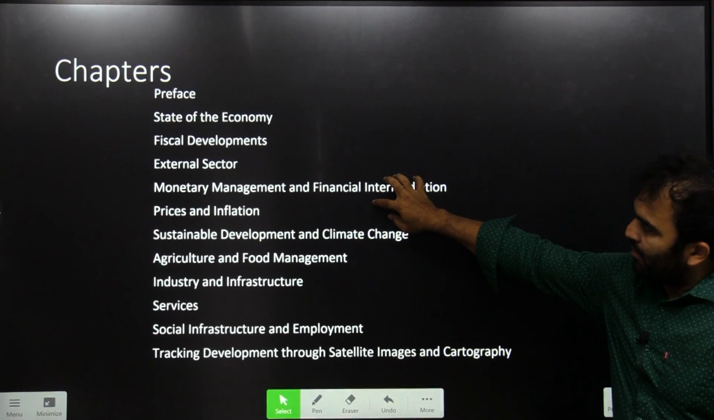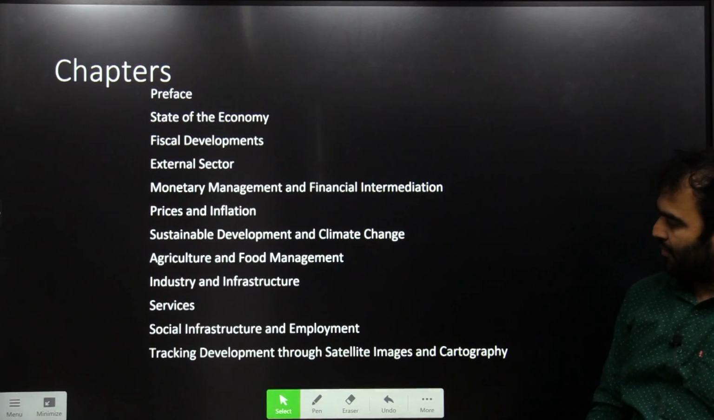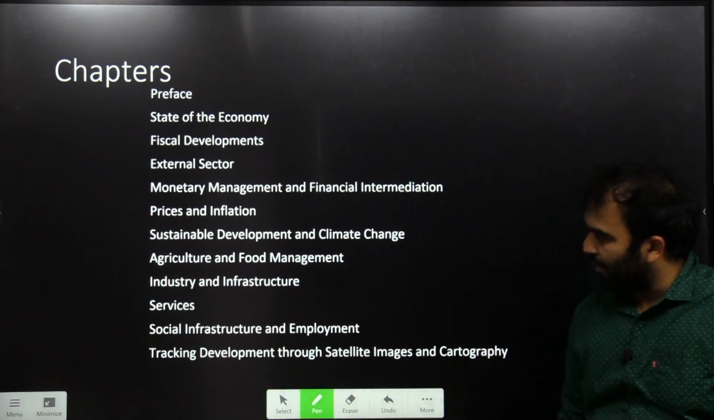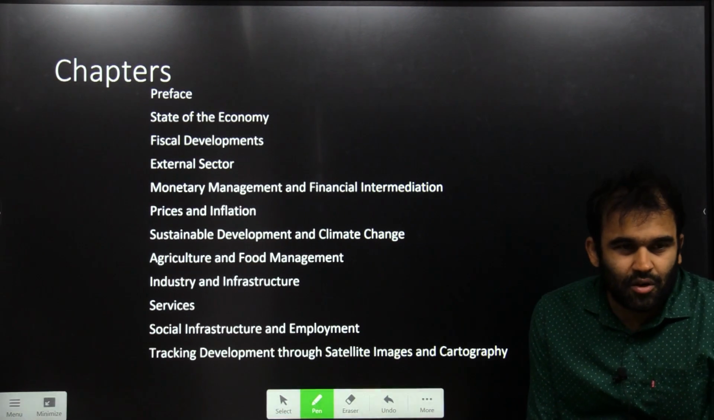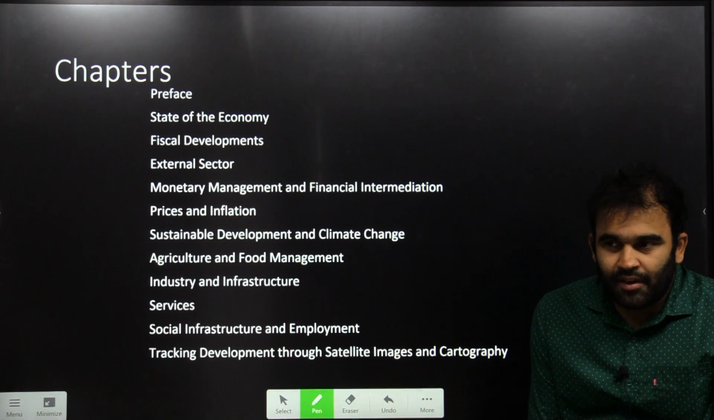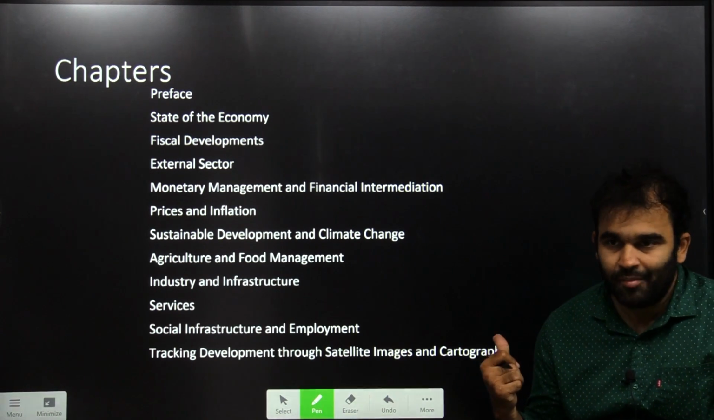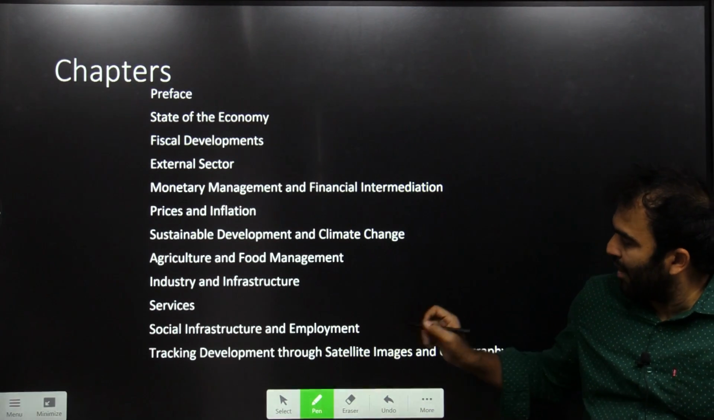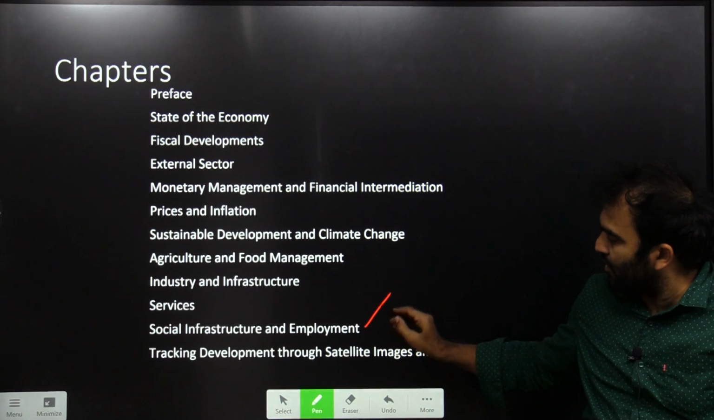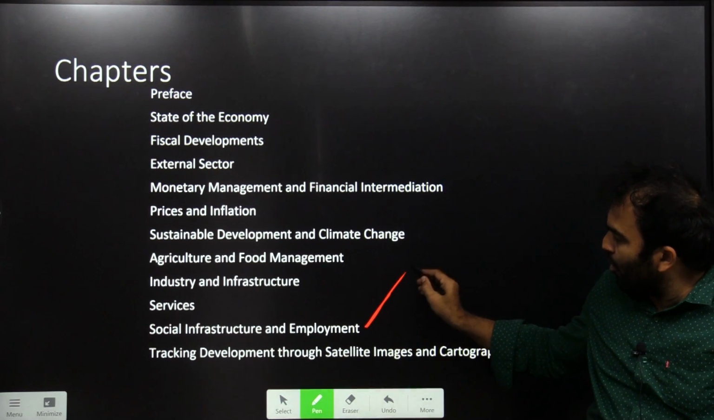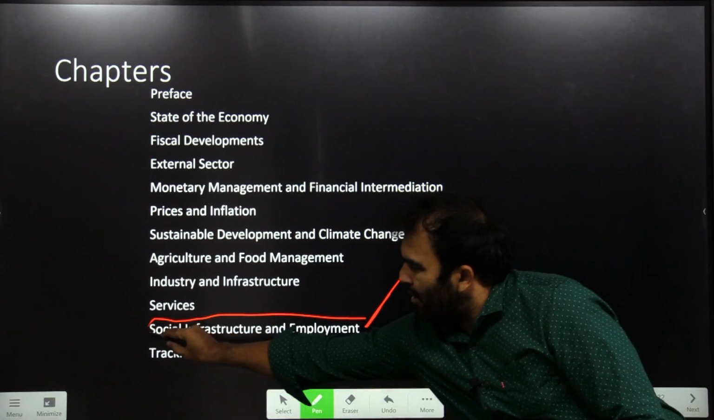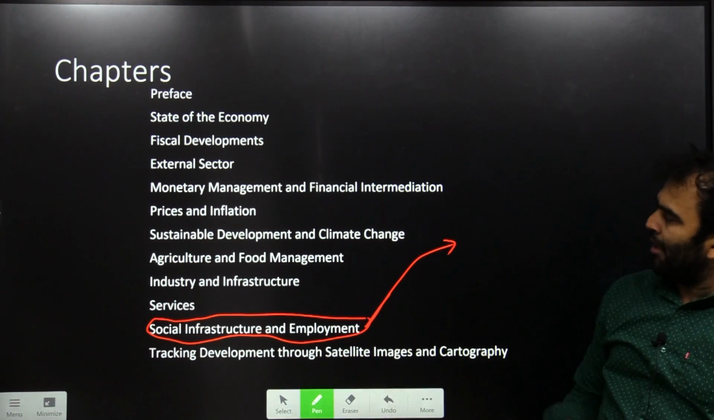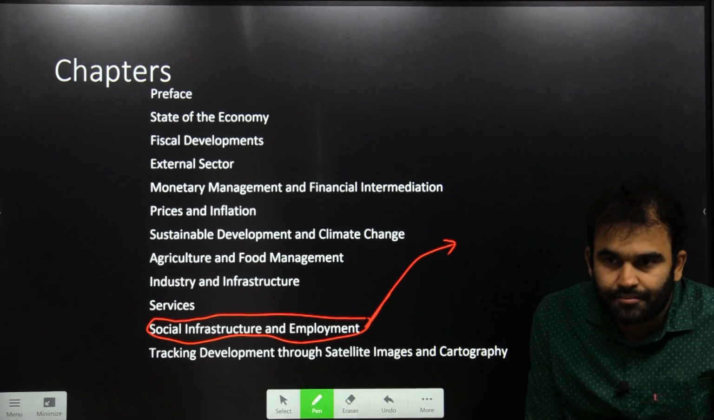So these are the chapters of this year's economic survey. When I said that economic survey is not something completely different from your subject, that's what I meant. For example, take this social infrastructure. One of the chapters is talking about social infrastructure and employment, right? What do we mean by social infrastructure?